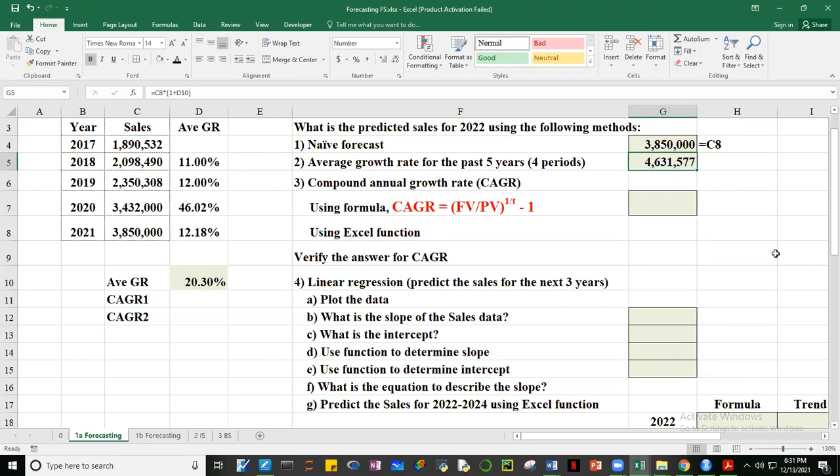Okay, so any questions, guys? Kindly chat, please, if you got the average growth rate so far. I would appreciate feedback from the class. I copied the formula here so that you can easily find it. Okay, thank you so much. Good.